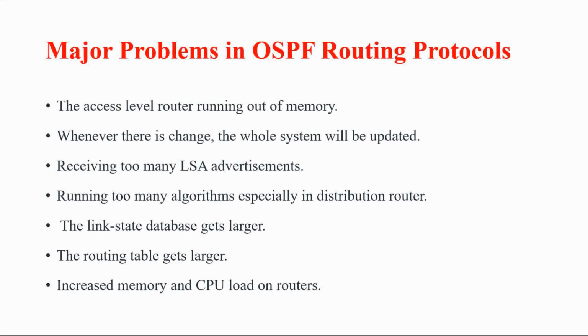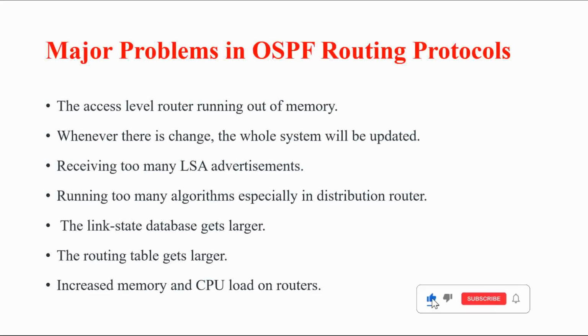And another problem is increased memory and CPU load on the routers. So if we are using the same area, we will need more space and we will take a lot of CPU in order to process, in order to handle those large data arrays. So those are the common problems in the OSPF routing protocol. So we have to solve those problems using OSPF areas.